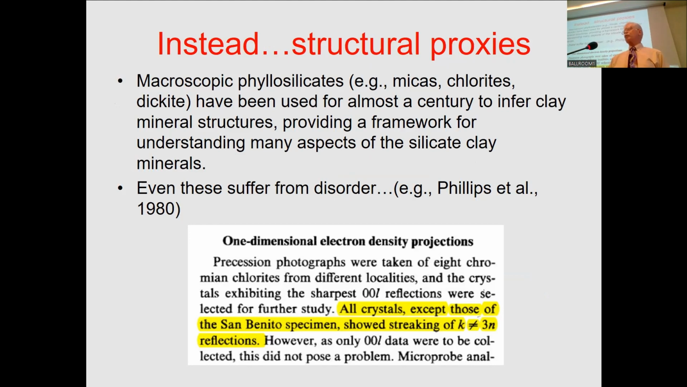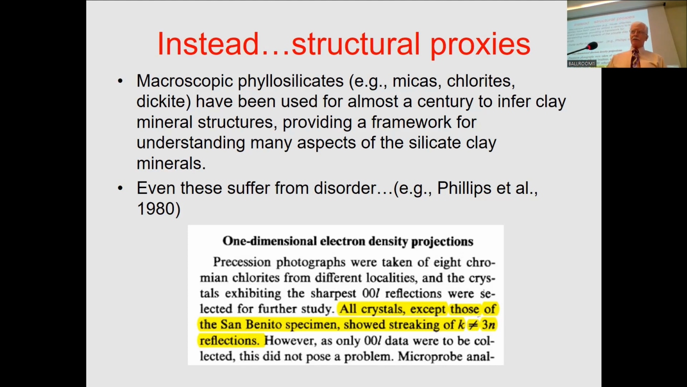And literally for almost 100 years, we've used macroscopic examples like micas, chlorites, dickite, for example. You can find crystals of dickite that you can pick up with tweezers. We've used these to elucidate the structural and physical properties and spectroscopic characteristics of the phyllosilicate minerals, and by analogy infer the structures and properties of the clay minerals.